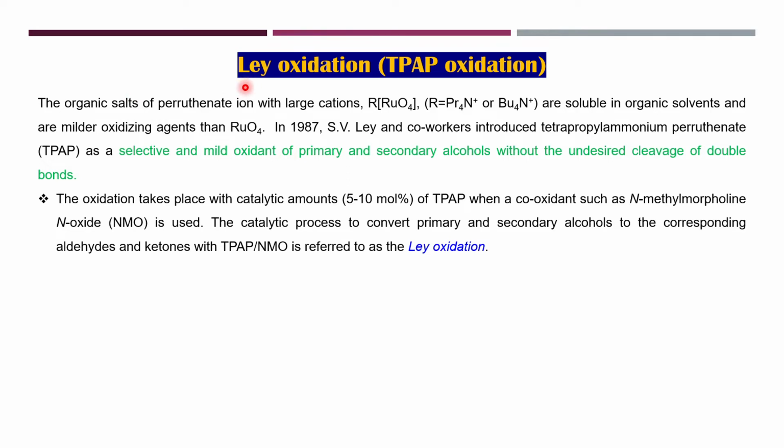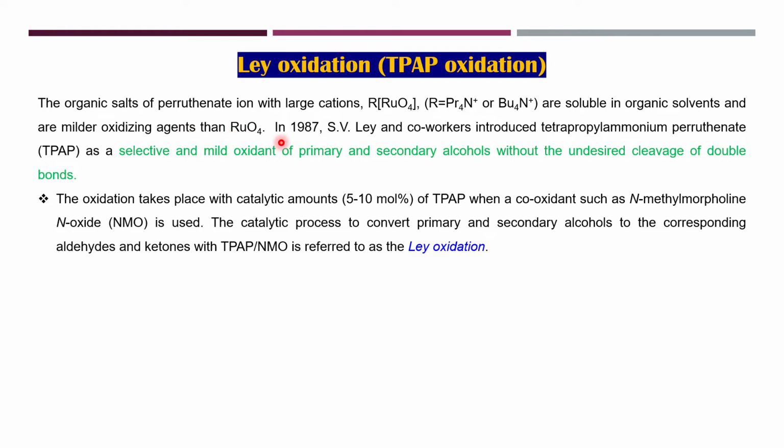Now we are doing the Ley oxidation today. It is also known as the tetrapropylammonium perruthenate oxidation reaction. So what is this? It is basically an organic salt of a perruthenate ion, that is the negative part, with large cations, which are basically the tetrapropylammonium ion or a tetrabutylammonium ion. So this will help this particular inorganic anion to enter into organic solvents, and obviously that can now be used as a milder oxidizing agent.